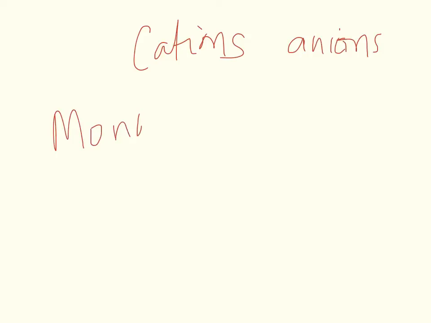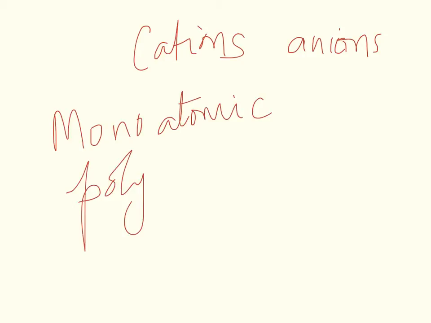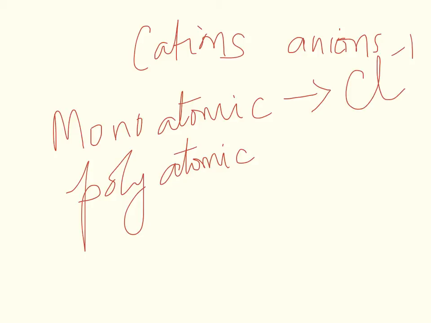Now, how many types of ions do you have? There are two types, cations and anions. There is one more classification. There are monoatomic ions and then there are polyatomic ions. What do we mean by this? Monoatomic means there is only one atom. For example, Cl-1 or O2-. There is only one atom of chlorine, one atom of oxygen.